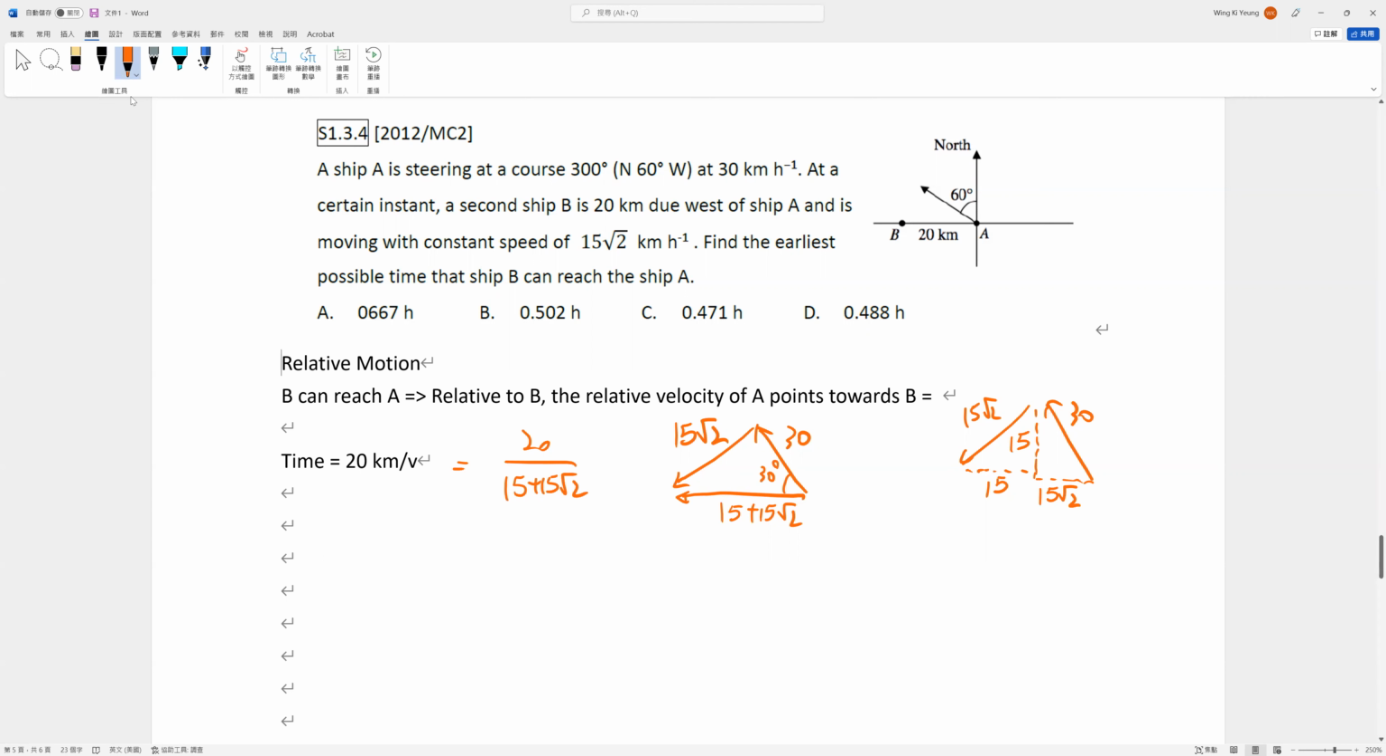Then let's take a look at another solution. In this solution I do not consider relative motion, but for this question it's still fine. It's still easy to do. If B can reach A, it means that at a certain time, A and B have the same coordinate. That means they reach the same point. So they have the same horizontal and vertical coordinate. So let's take a look at the same vertical y coordinate.